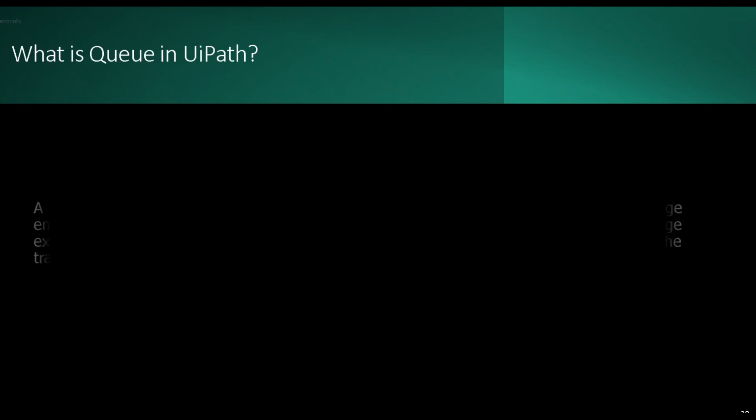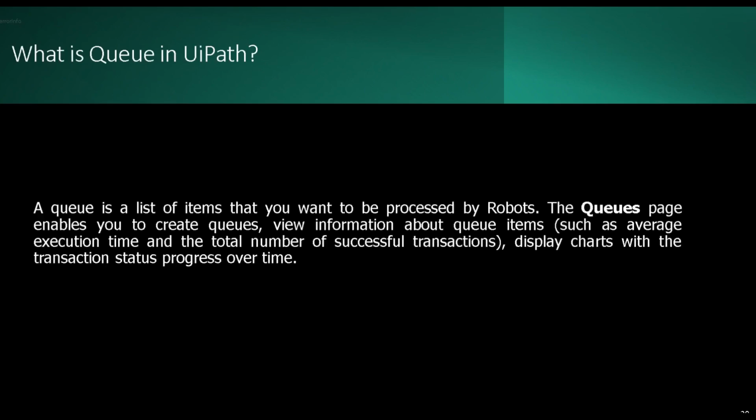What is queue in UiPath? So a queue is a list of items that you want to be processed by robots. The queues page enables you to create queues, view information about queue items, such as average execution time and the total number of successful transactions, display charts with the transaction status progress over time, right?